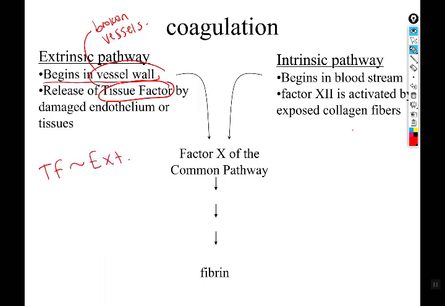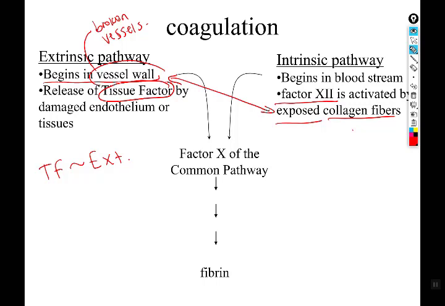The intrinsic pathway begins in the bloodstream, and this is activated in response to factor 12, and that's activated by exposed collagen fibers. So the thing that they have in common is that exposed collagen fibers are part of the vessel wall. So I mentioned that there is a little bit of overlap between the two of them, such that if one fails, another can act. That's the connection that I was priming you to make.